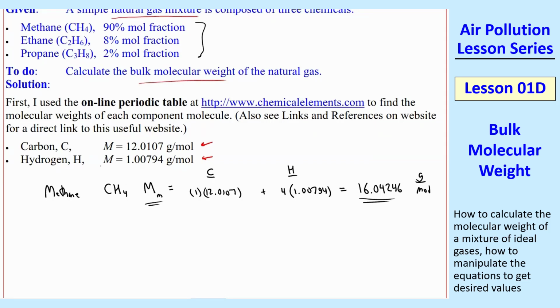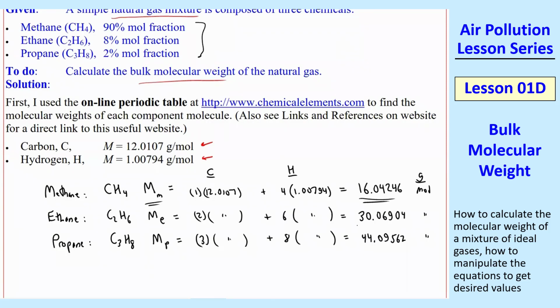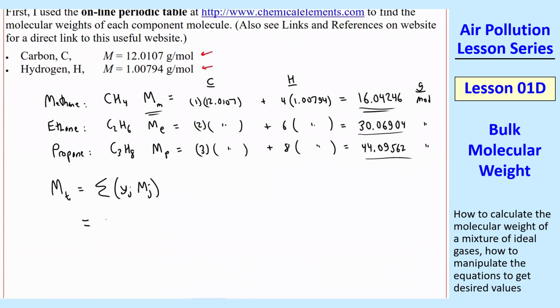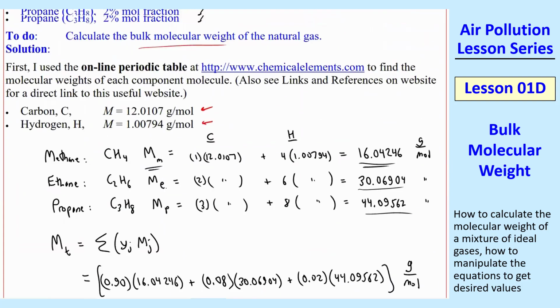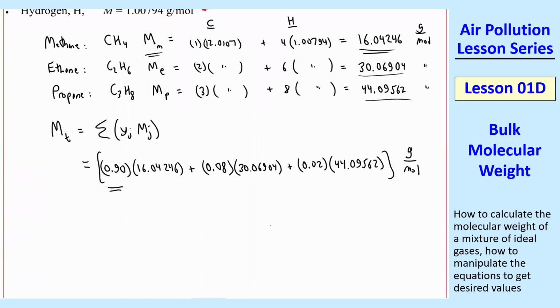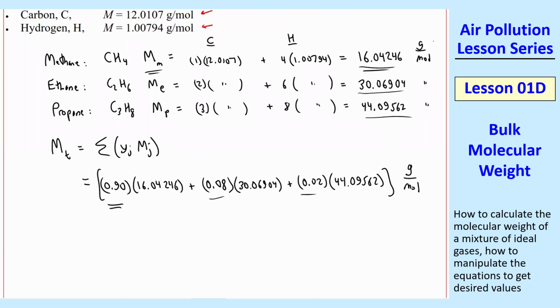Now let's do that for the ethane and the propane, and we get these values for the ethane and the propane. And now we have to use our formula for MT, which is sigma Yj Mj, and we plug in our numbers, where the 0.9 comes from up here, 90% mole fraction, which means that Y of the methane is equal to 0.90, Y of the ethane is 0.08, and then propane is 0.02. So that's where I'm getting these numbers from. And then the molecular weights, of course, are from up here.